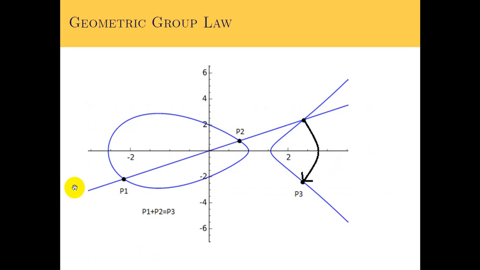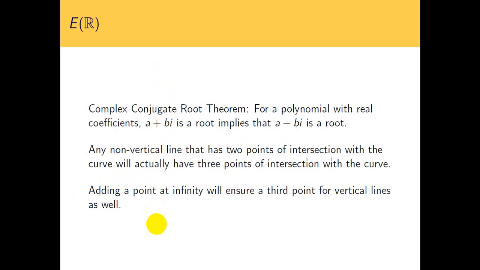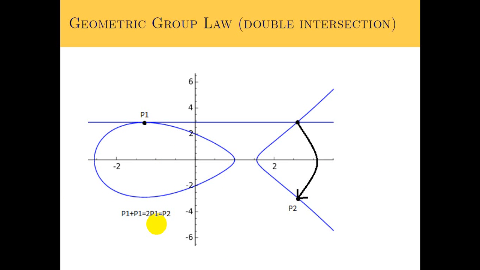Because if you look at right here, if we make a vertical line, it's not going to intersect the curve at a third point. So that's where the point at infinity comes in, and we'll talk about that in a minute. So let's look geometrically at how the case works when we want to add a point to itself. What happens if we want to add a point to itself?